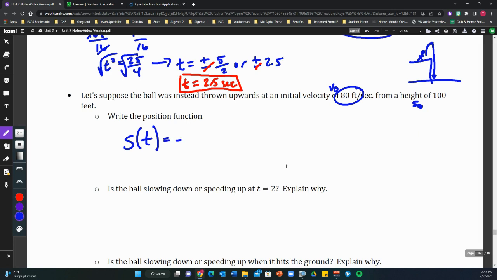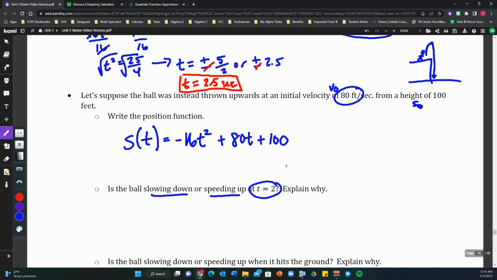I still have half of negative 32 t squared, but now I have plus v naught t, so plus 80t, and then plus my s naught still of 100. Okay, so that's my position function. And now I want to know, is the ball slowing down or speeding up at t equals 2?